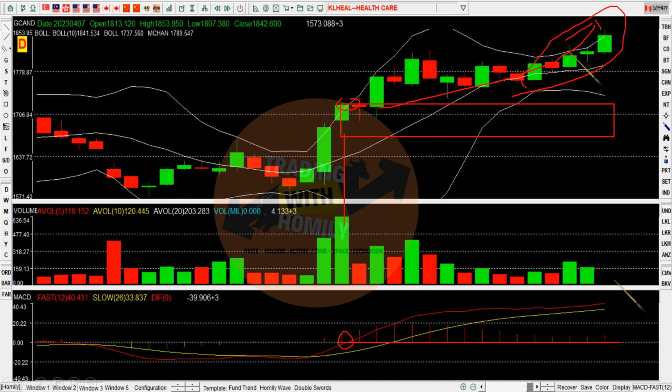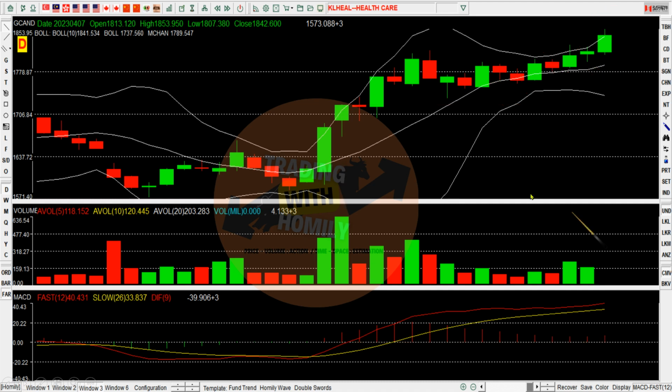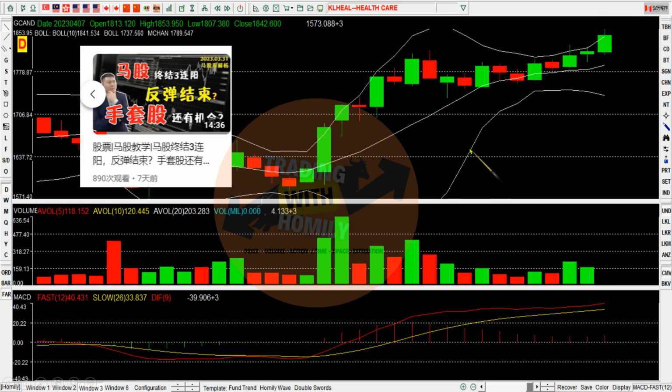And what's more, we can see the upper channel and the middle channel of the Bollinger Band start turning up. So it's also a strong signal, a bullish signal for the healthcare index.